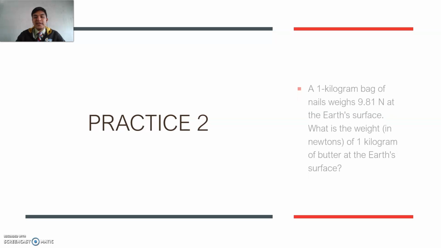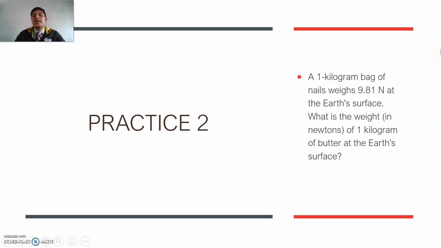Now let's go with practice number 2. A 1 kilogram bag of nails weighs 9.81 newtons at the Earth's surface. What is the weight in newtons of 1 kilogram of butter at the Earth's surface? Well, actually, that's going to be pretty much the same, because remember that we are still analyzing 1 kilogram of butter on Earth's surface.